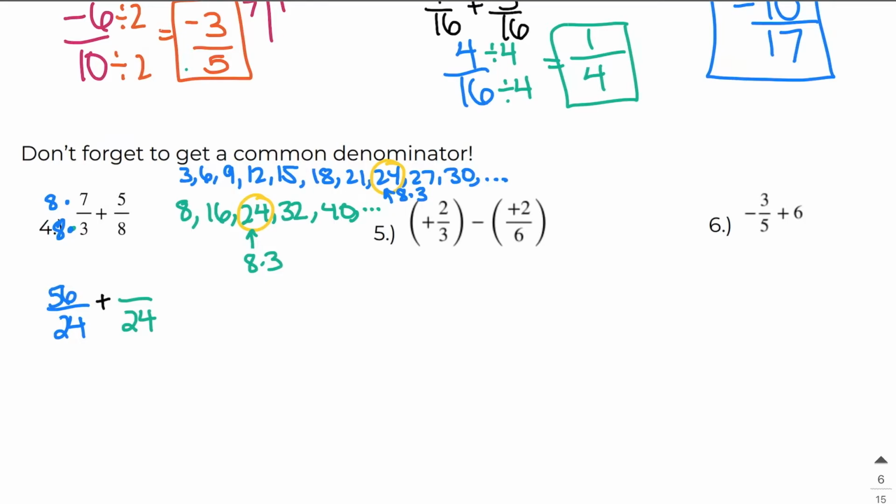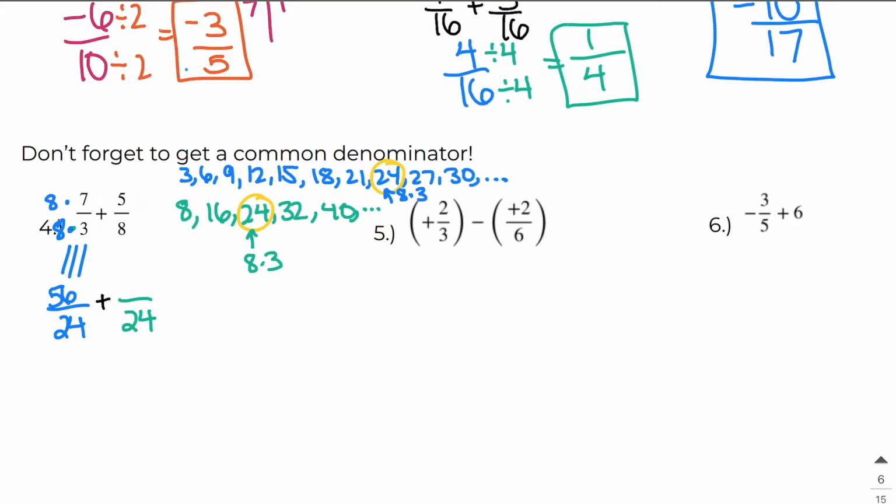Now, quick note, these two numbers right here are equivalent to each other. Okay, so we haven't changed that 7/3. We're just writing it in a different way. And I'm actually about to draw a picture for you so you can see where this is coming from. As well, we have to do the same thing with this fraction right here.